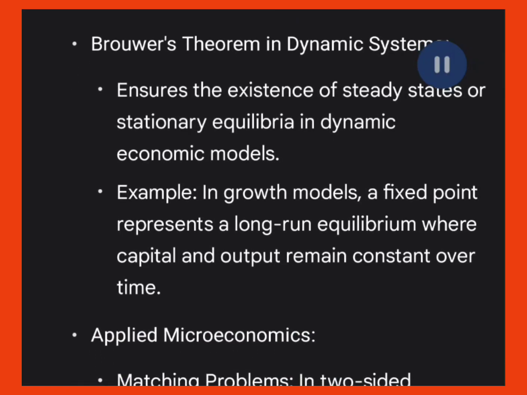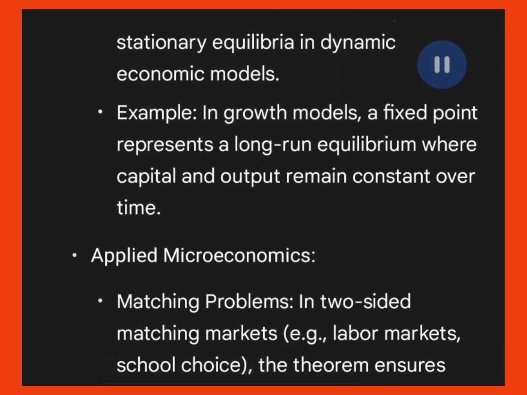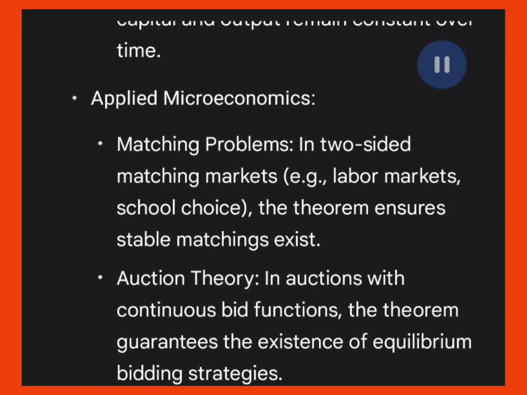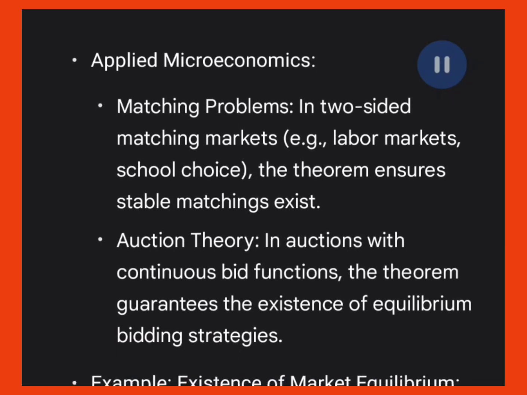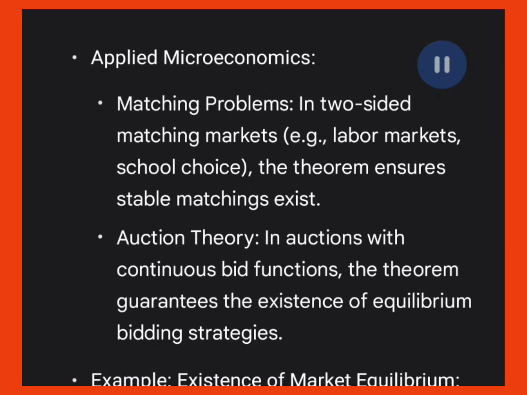Brouwer's theorem in dynamic systems ensures the existence of steady states or stationary equilibria in dynamic economic models. Example. In growth models, a fixed point represents a long-run equilibrium, where capital and output remain constant over time. Applied microeconomics. Matching problems. In two-sided matching markets, e.g., labor markets, school choice, the theorem ensures stable matchings exist. Auction theory. In auctions with continuous bid functions, the theorem guarantees the existence of equilibrium bidding strategies.